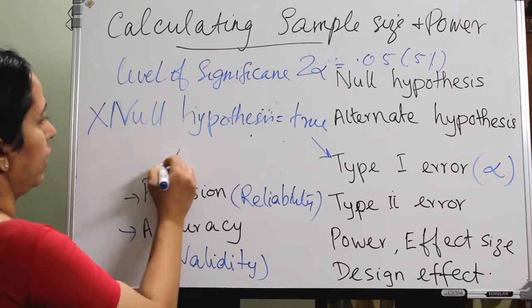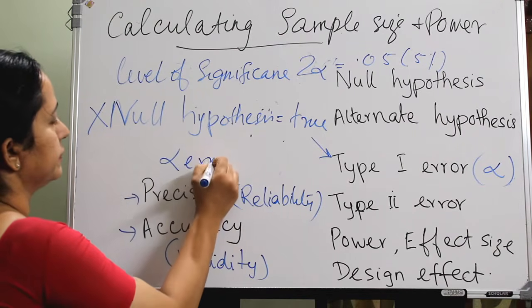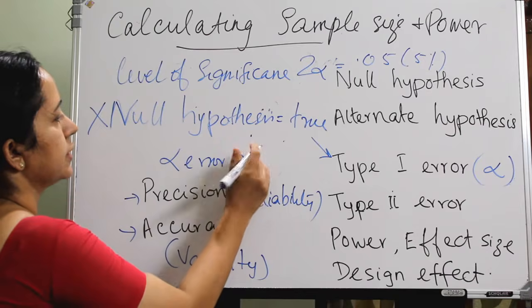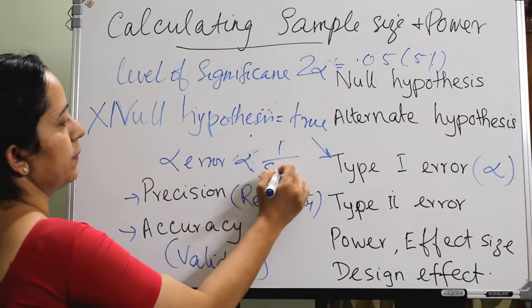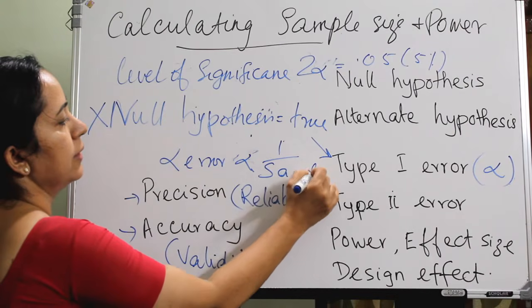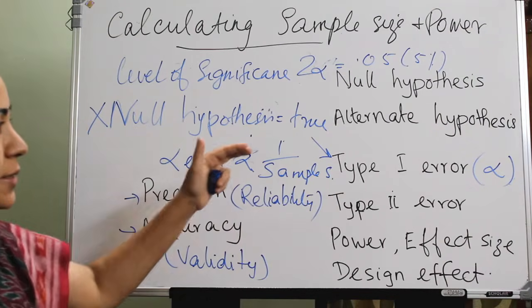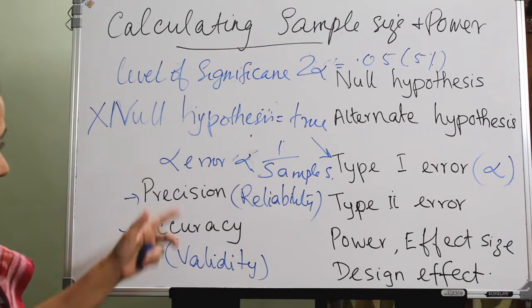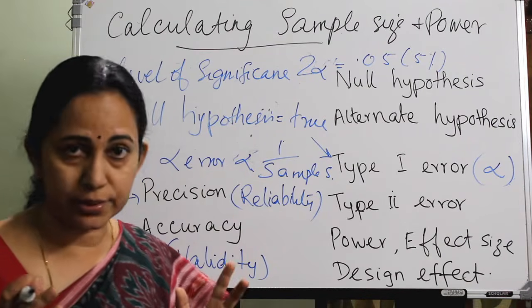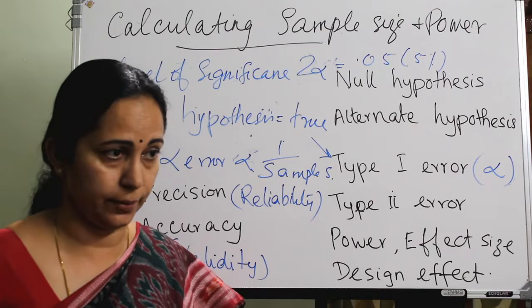Okay, so alpha error is inversely proportional to sample size. When the sample size increases, the chance of type 1 error decreases. It is inversely proportional. Okay, so now you know what is an alpha error or a type 1 error.